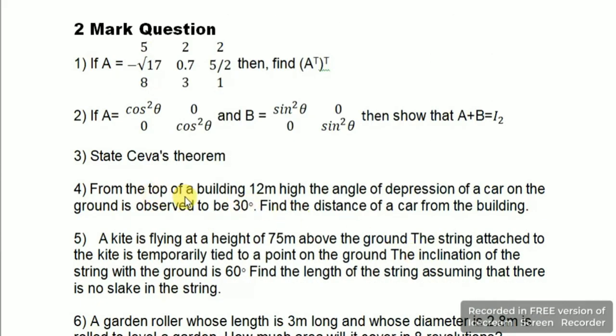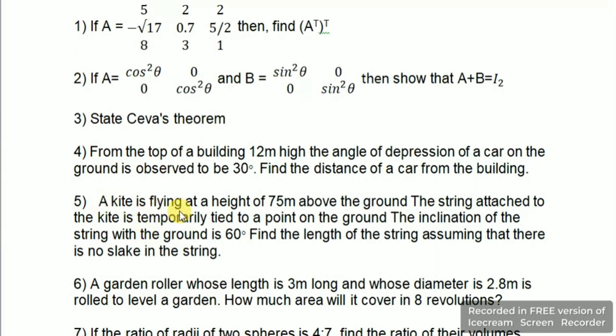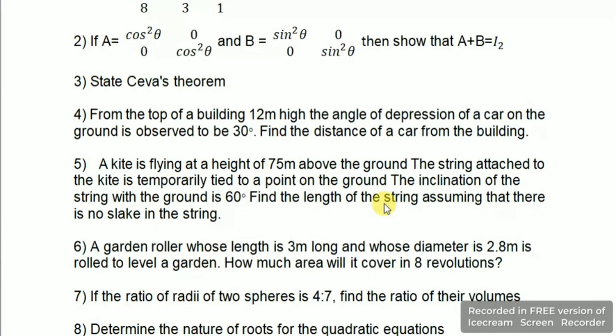Fourth, from the top of a building 12-meter high, the angle of depression of a car on the ground is observed to be 30 degree. Find the distance of the car from the building. Fifth, a kite is flying at a height of 75 meter above the ground. The string attached to the kite is temporarily tied to a point on the ground. The inclination of the string with the ground is 60 degree. Find the length of the string assuming that there is no slack in the string.